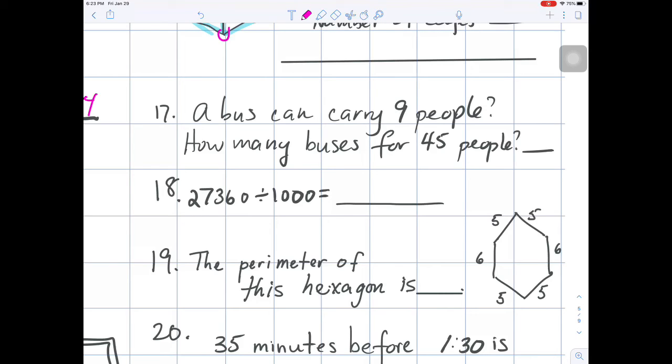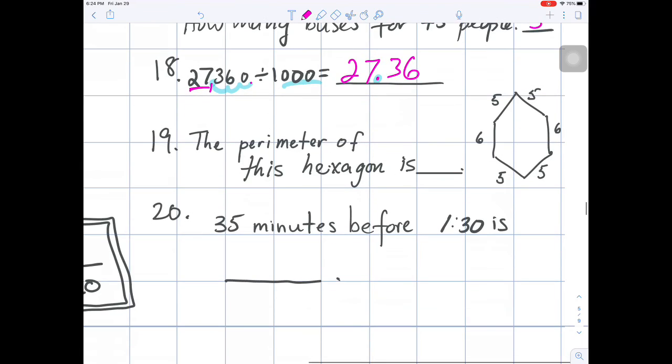A bus can carry 9 people. How many buses for 45? Well, times 5. 9 times 5 is 45. So that means I need 5 buses. Question 18, 27,360 divided by 1,000, 27 whole thousands and parts. Just like that, when I'm dividing by 1,000, my decimal appears to be moving 1, 2, 3 places to the left, which is where it is.